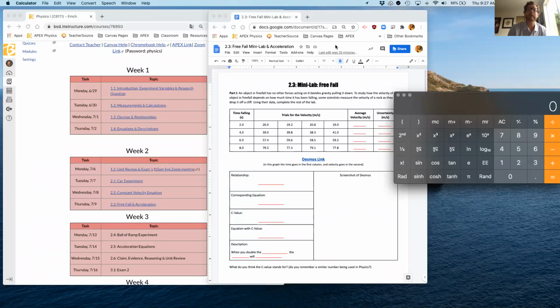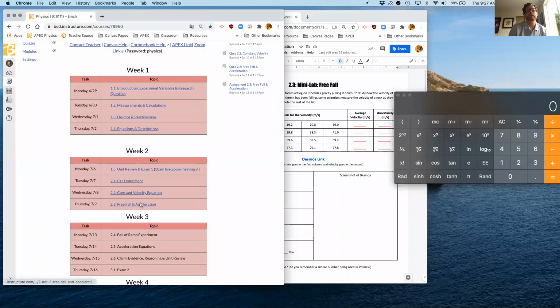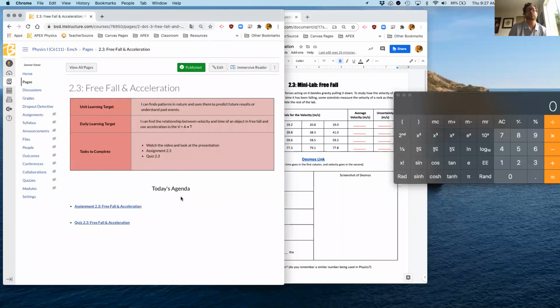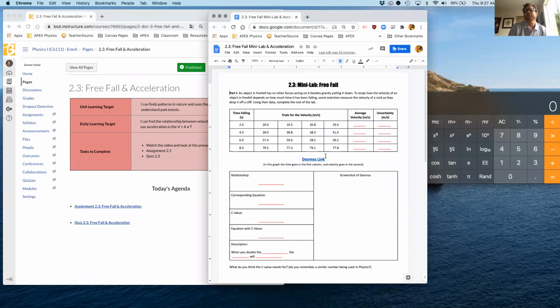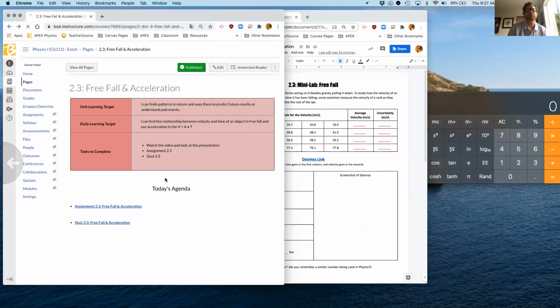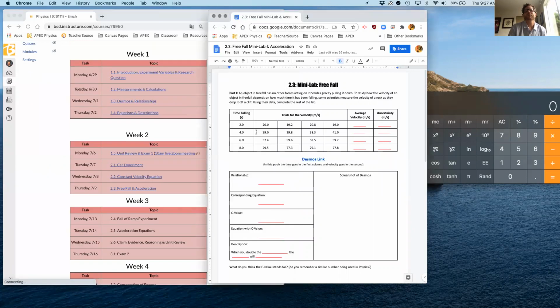To start it off, we're on day 2.3 right here, so you'll be seeing this video right here. But it starts off with a mini lab. This mini lab is basically an opportunity to review this process that we've had. I'm going to take a few moments and do this lab with you so you can see it, because people are making a few mistakes.